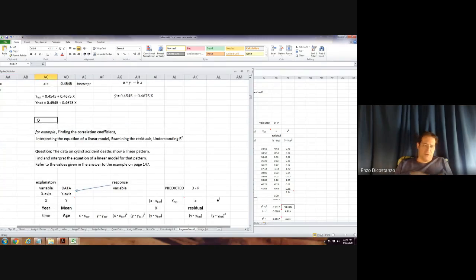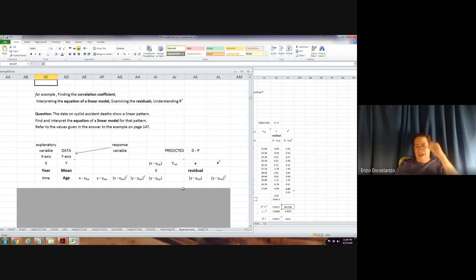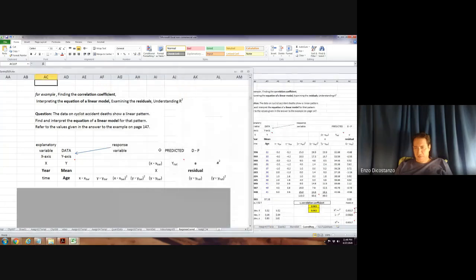Let's just find the correlation coefficient, interpreting the linear model, examining the residuals, understanding R squared. So we're doing all of this. So we have the data on the cyclist accidents from the previous page, and actually what you can do, and we'll see if it's going to fit. I think it is 41.